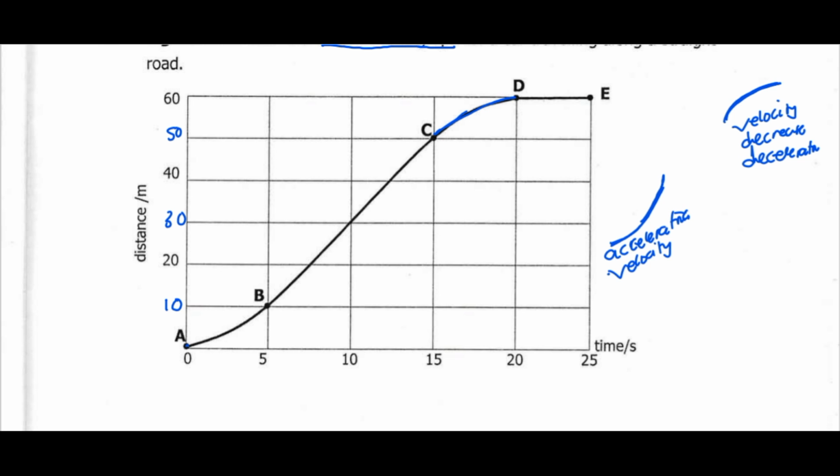So at DE, whenever you see a line parallel to the x-axis under a distance time graph, just know that the car is not moving. It has stopped. So I'm sure now you can be able to connect. So at this point, CD, the car is decelerating. It is reducing in speed so that it can stop at D. So here we have the car that is not moving.